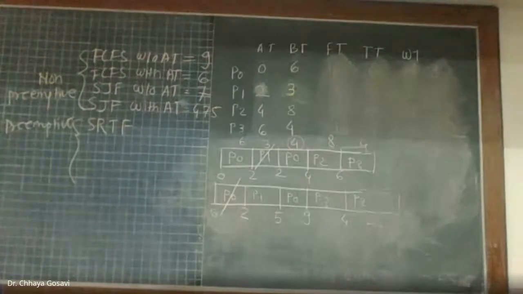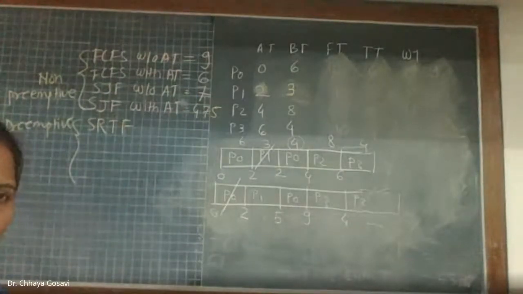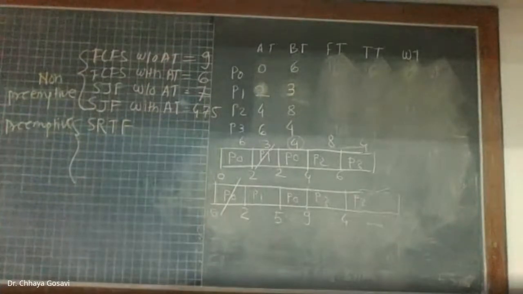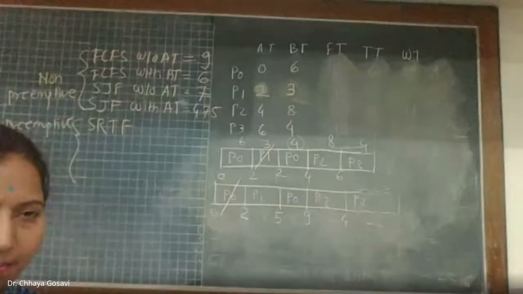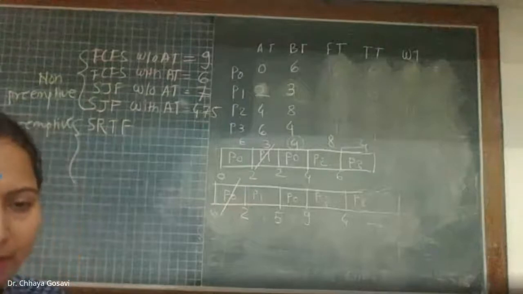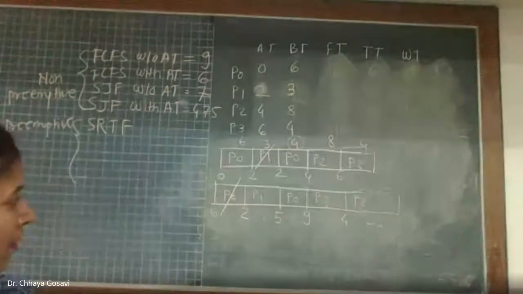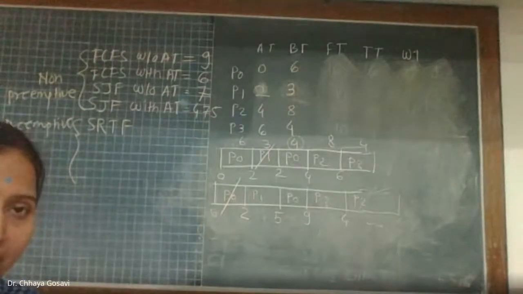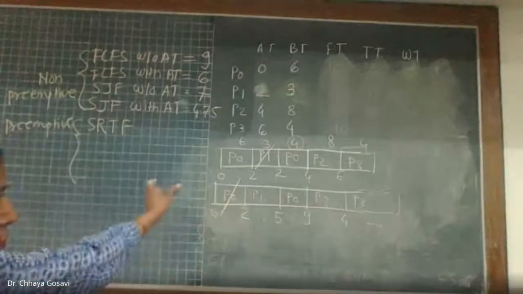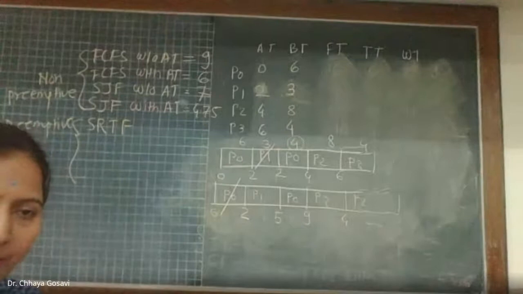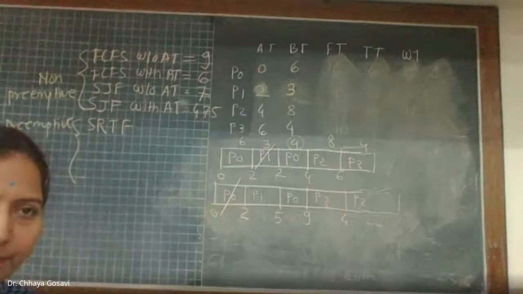Any queries? Ma'am, I'm getting confused between SRTF and SJF. SRTF is preemptive. If a newly arrived process has less time than the currently executing process, then the currently executing process is preempted and added at the end of the ready queue. Otherwise, in case of SJF with arrival time, once the CPU is given to the process, that process has to get executed. It is not preempted in between. Okay, ma'am. That is the only difference.